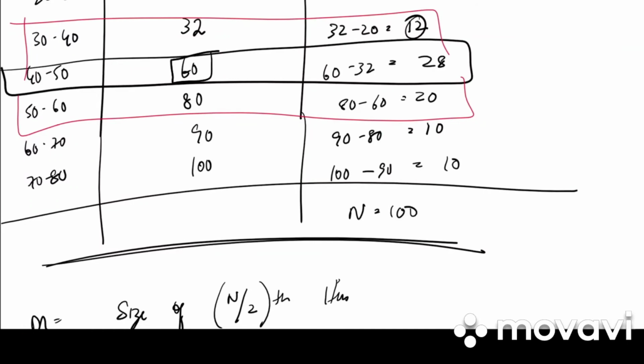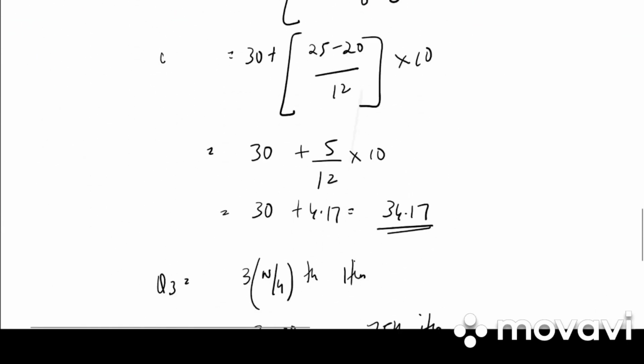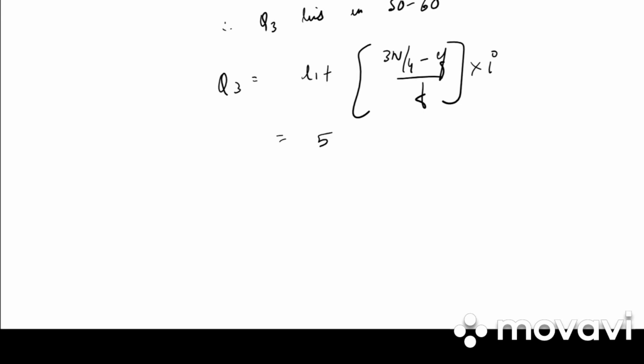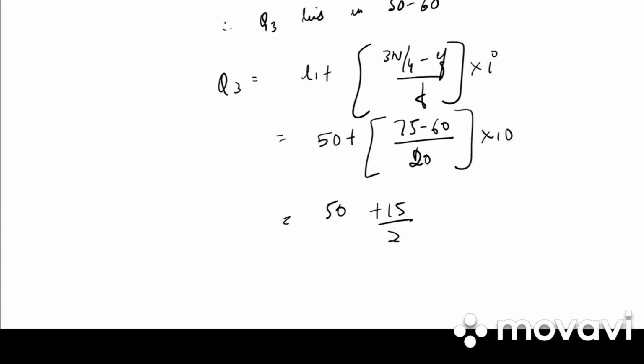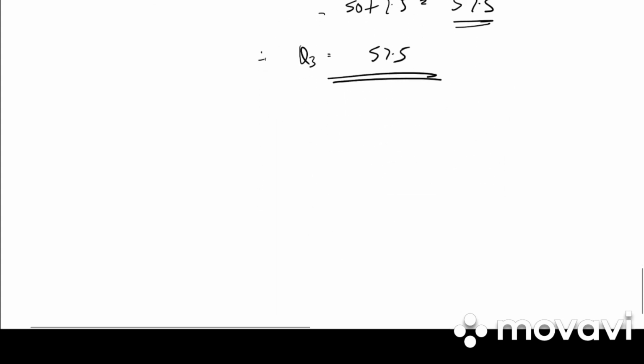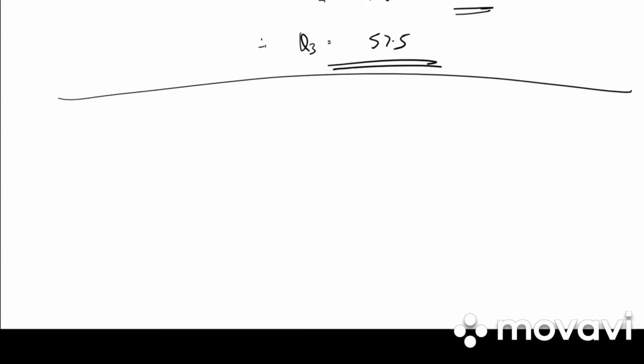So what is cumulative frequency? It is 60, and what will be the frequency? It is 20. So what is the formula? Q3 is equal to L1 plus 3n divided by 4 minus Cf divided by f into i. So it is 50 plus 75 minus 60 divided by 20 into 10. 50 plus 15 by 20 into 10. 50 plus 7.5, that is 57.5. Therefore Q3 is equal to 57.5.